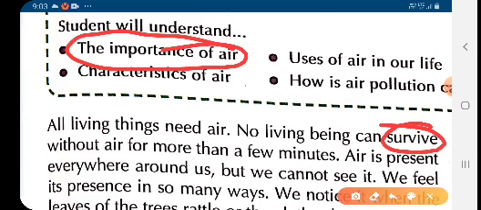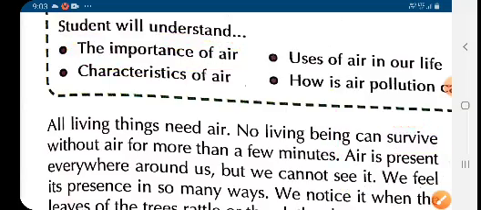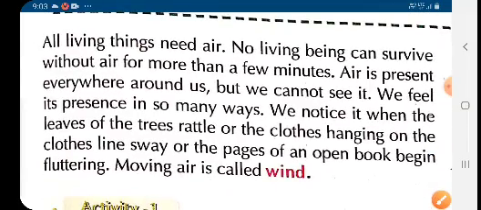Children, air is colorless and odorless. That is why we are not able to see it, but we can feel its presence. If it is present somewhere, we can feel it. So, children, the air which is odorless and colorless can't be seen, but it can be felt.